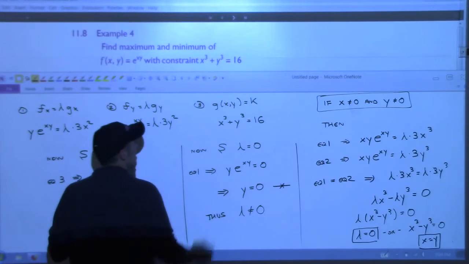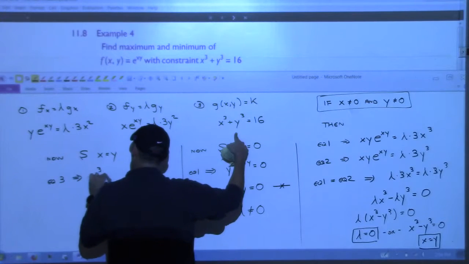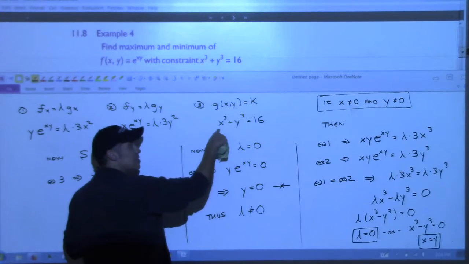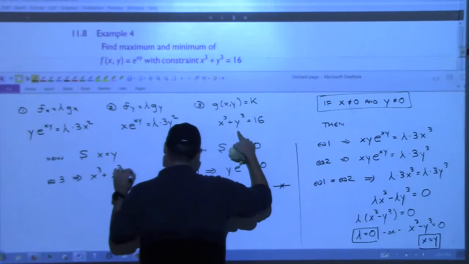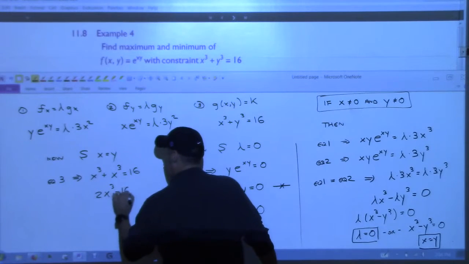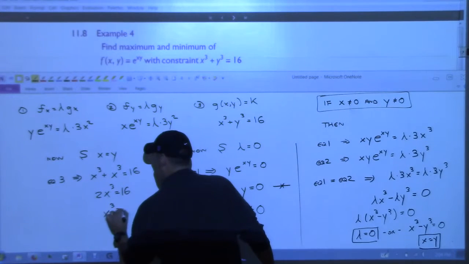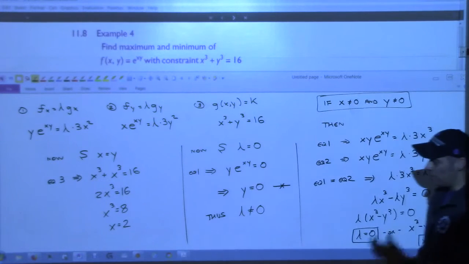tells us that if x is y, then basically I can replace either the y with the x, or I could replace the x with the y. It's my choice. So I'm going to replace that y with x. And this gives us 2x cubed is 16, which means x cubed is 8, which means x is 2. No plus or minus, right, because it's a cube root.